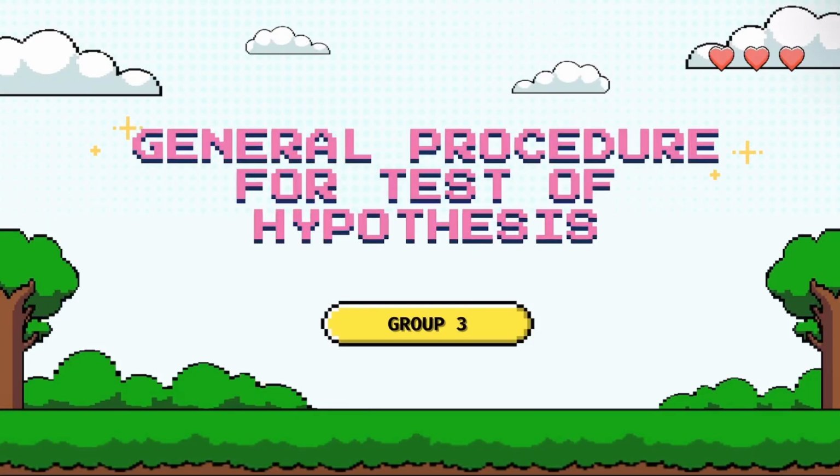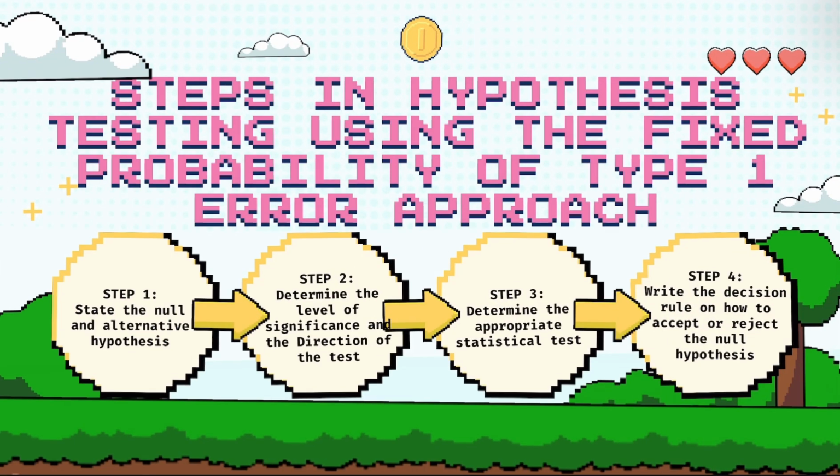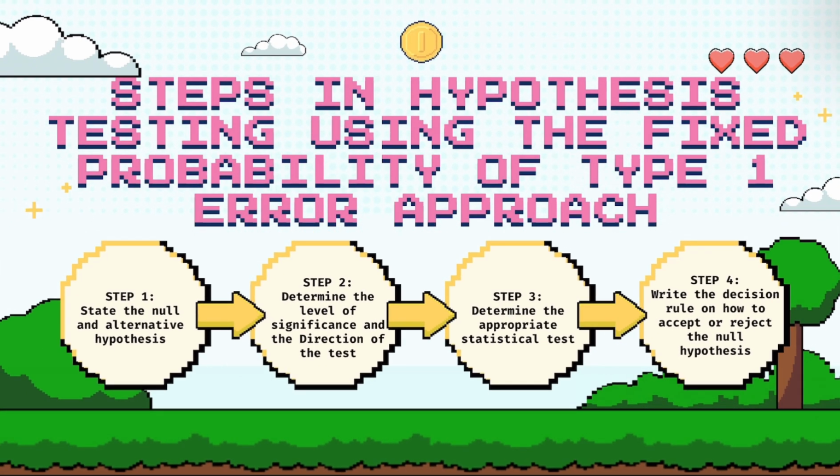The general procedure for test of hypothesis. The general procedure for test of hypothesis contains two approaches: using the fixed probability of type 1 error or significance testing, or the p-value. Let us start with using the fixed probability of type 1 error. This approach consists of 7 steps.